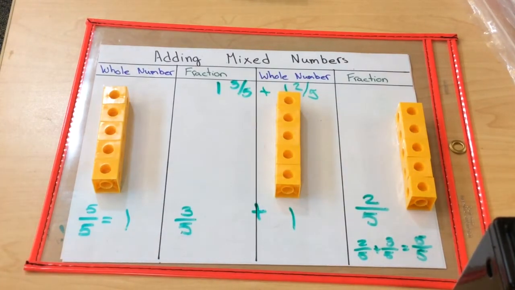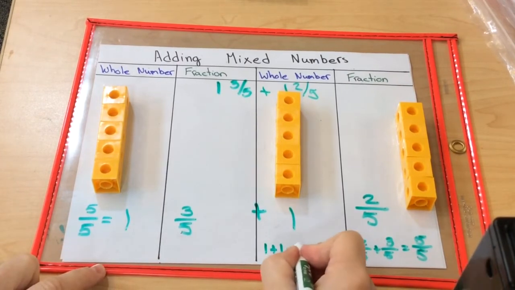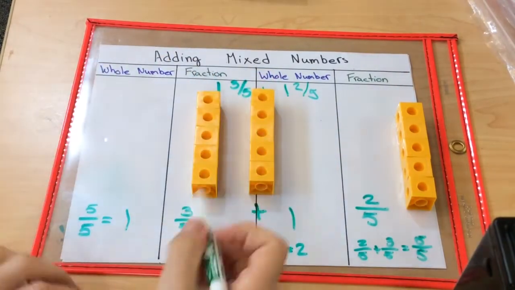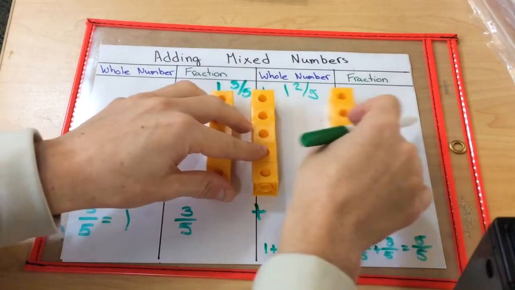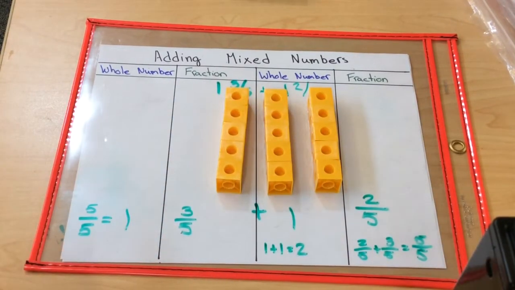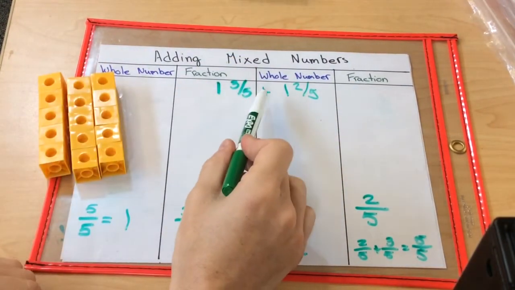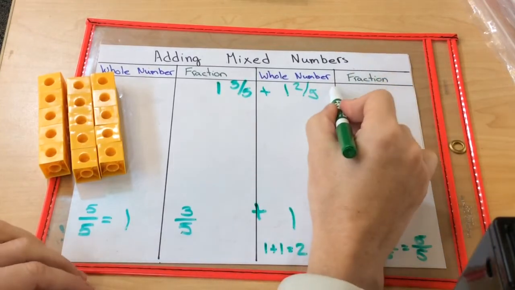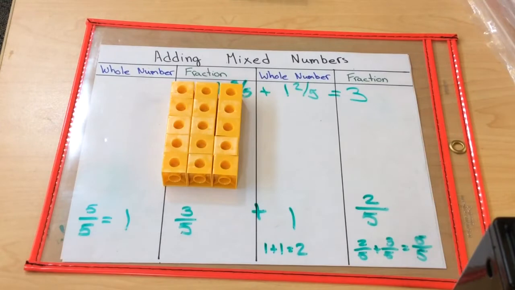And now I'm on to my whole numbers. 1 plus 1 is 2. 1 whole plus 1 whole is 2. And now I can smush them together. Here I had 1, 2, 3 wholes. So if I go back to my equation here, 1 3/5 plus 1 2/5 equals 3. I don't have a fraction in this case because my fractions made up another whole number.